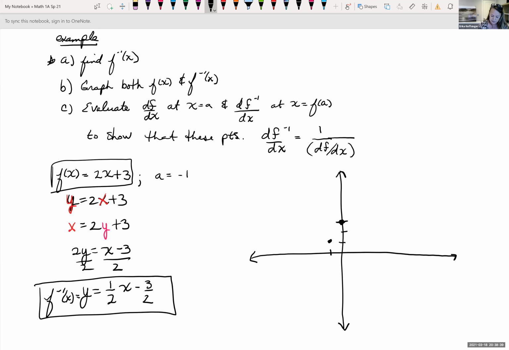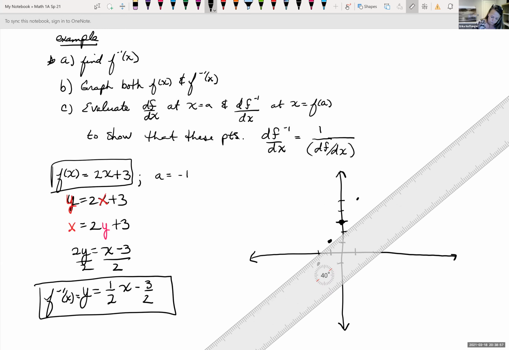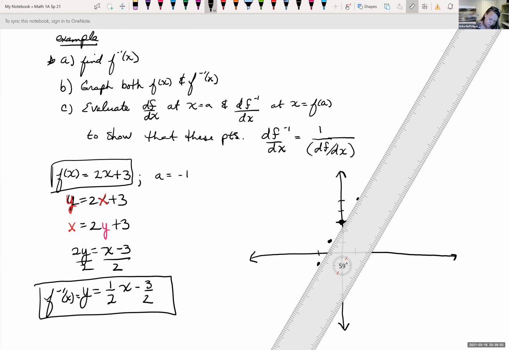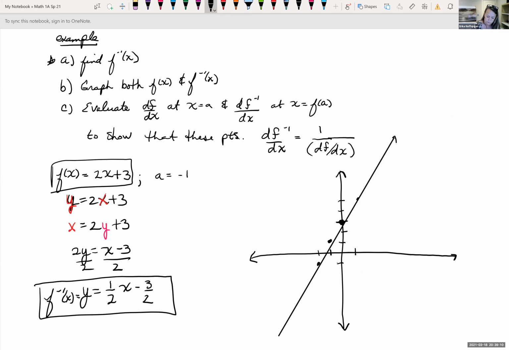Negative and negative makes a positive. If I go down another 2, I would go over 1 to the left. If I went up 2, I'd go over 1 to the right. Okay, so graphing that, we have this line. So this is our f of x function. And now we want to graph f inverse of x.